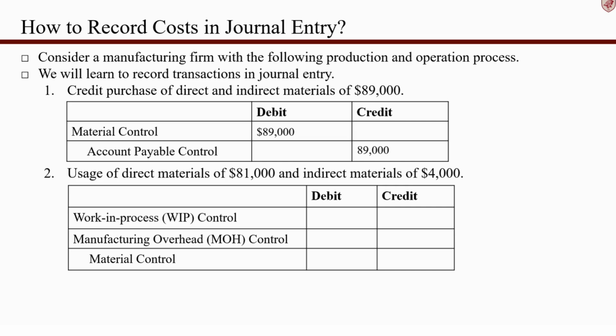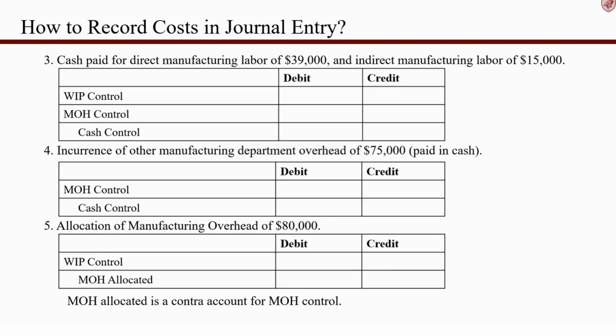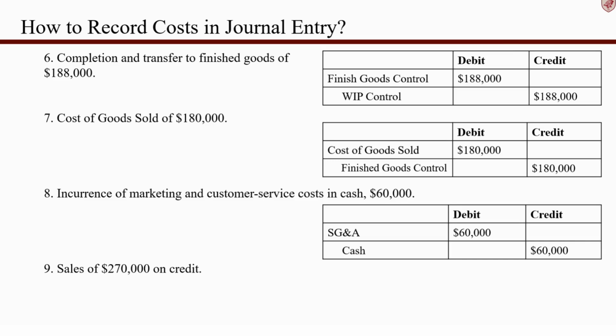I'm not going to repeat this, but one of the important things is that when we are using or requisitioning the materials, the direct materials go into work in process while the indirect material cost goes into the manufacturing overhead control. The same applies to direct labor and indirect labor. And we need to allocate the manufacturing overhead, right, by debiting work in process and crediting the MOH allocated. And MOH allocated is a contra account that decreases the value of the MOH control. Okay. So these were some transfers.